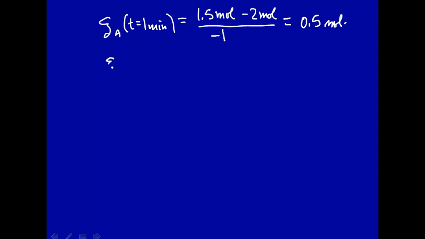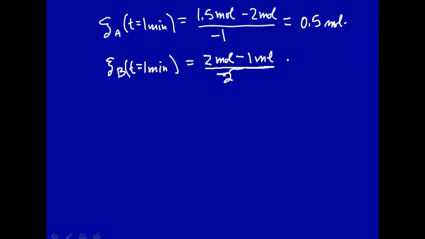Now let's look at the extent of the reaction for B at time equal to 1 minute. That's equal to how much B was present at time equal 1 minute, which was 2 mole, minus the amount we started with, which was 1 mole, and the signed stoichiometric coefficient, for A goes to 2B, is just 2. So this is 0.5 mole.